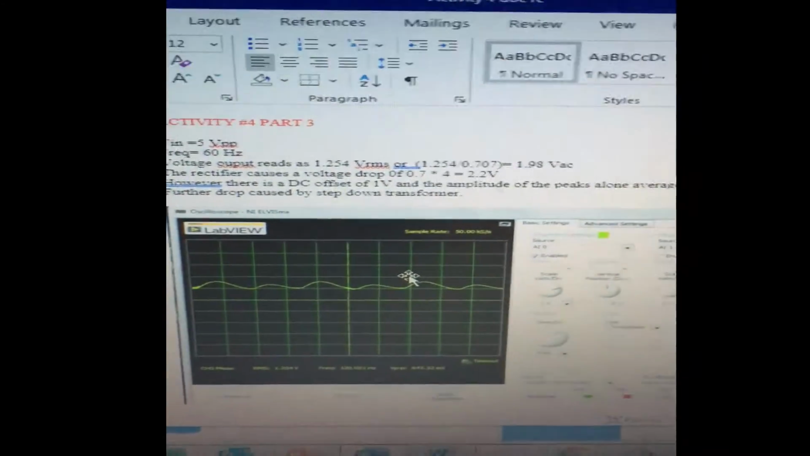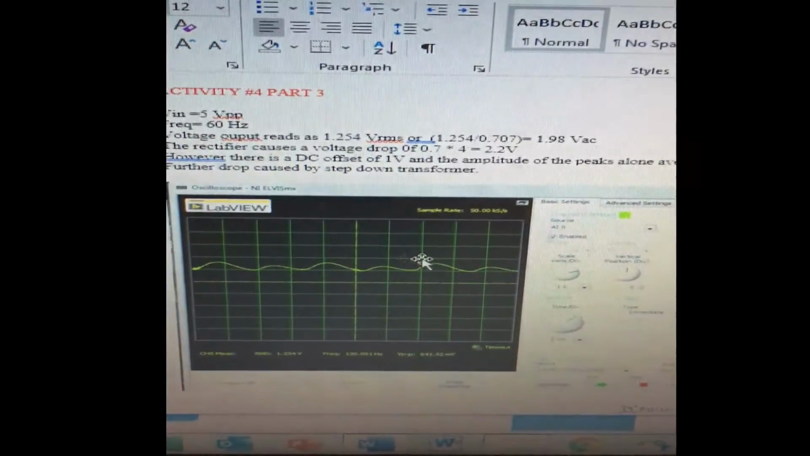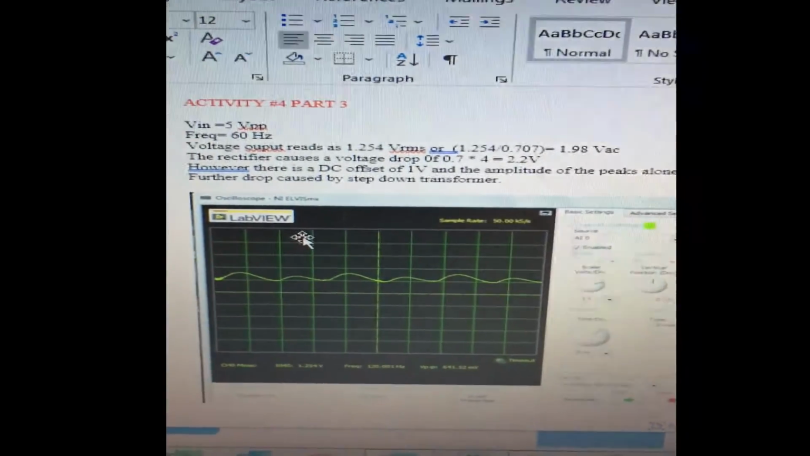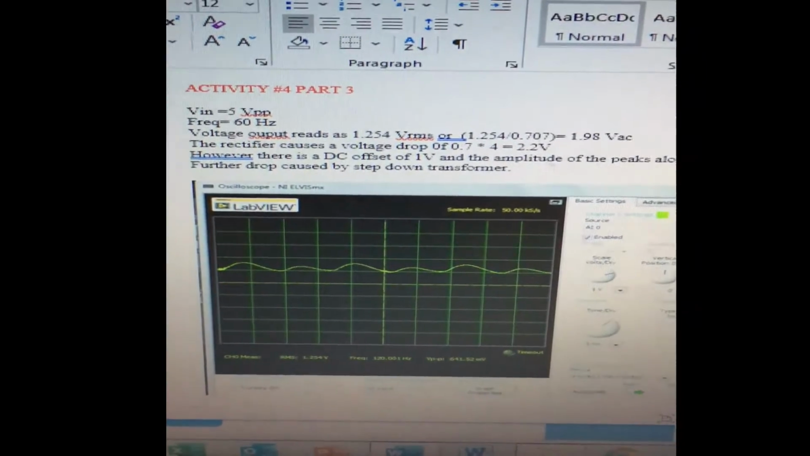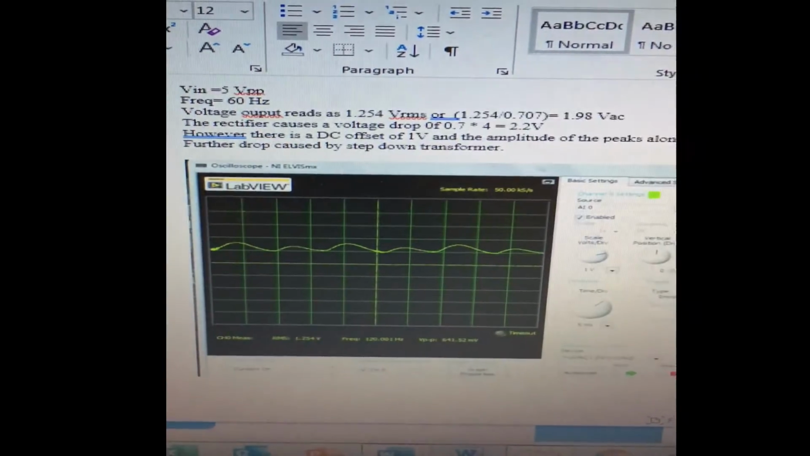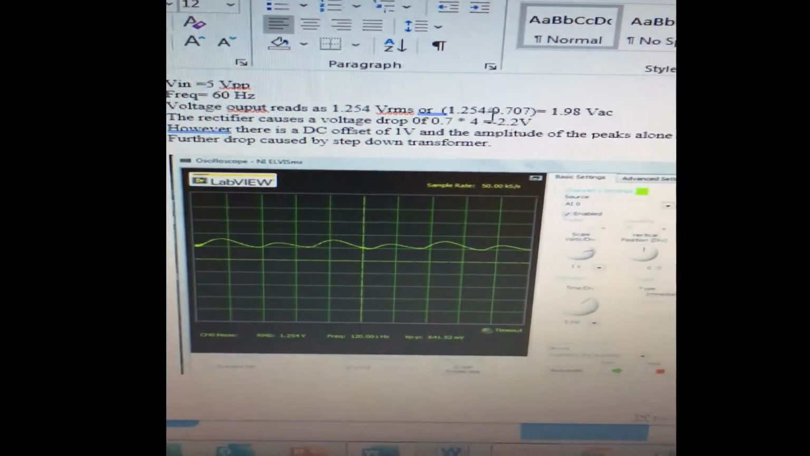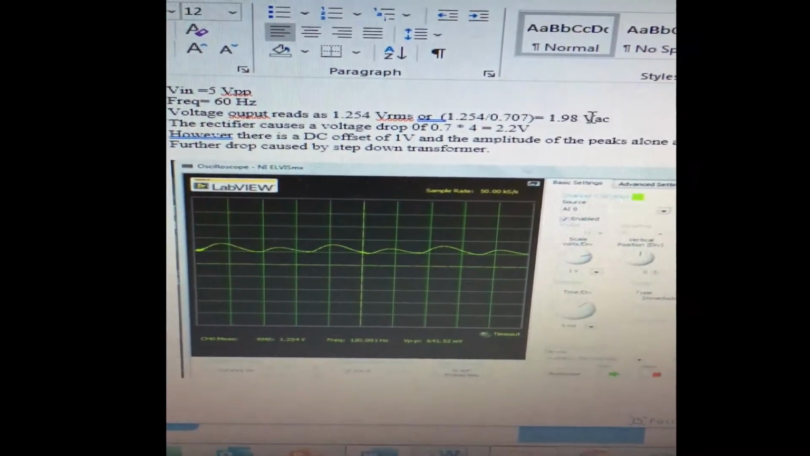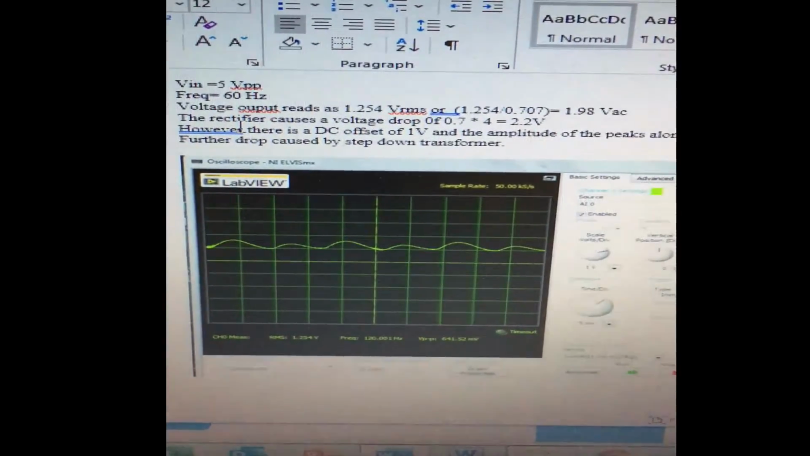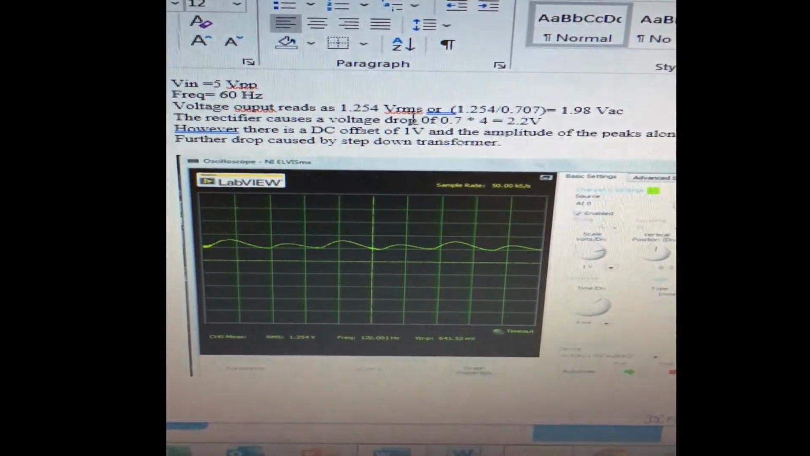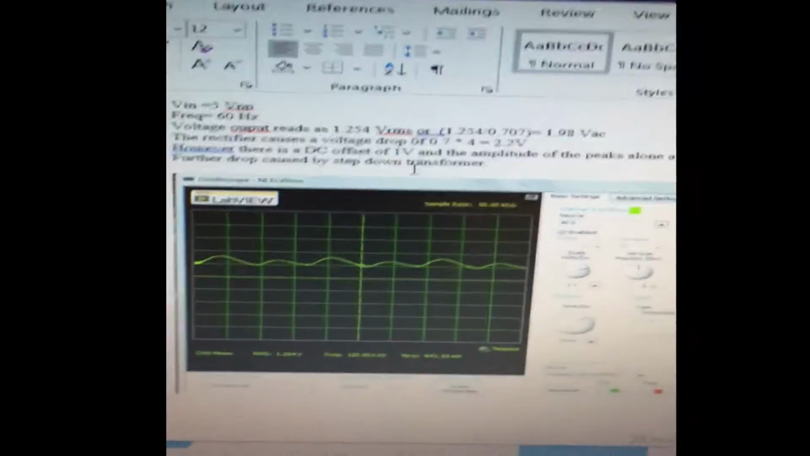Okay, so now for part 3, this is going to be a bridge rectifier going down to the step down transformer. Voltage input is 5 volts peak to peak, frequency is 60 hertz. In here, it reads 1.254 volts RMS, but it can be changed to 1.98 volts AC. In this case, the rectifier should cause a voltage drop of 2.2 volts because of each 0.7 voltage drop of the diode.